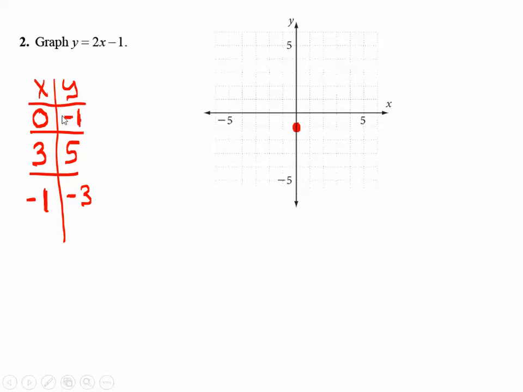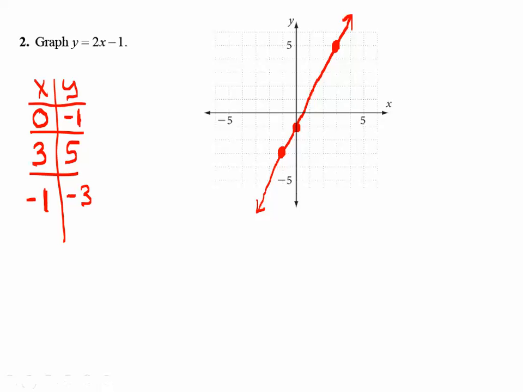So 0 sideways, 1 down. So that means we go 0 sideways, and then we're going to go down 1. 3, 5 would be up there. -1, -3 down there, and yeah, they look like they line up. Yep, cool. Line straight across and done.